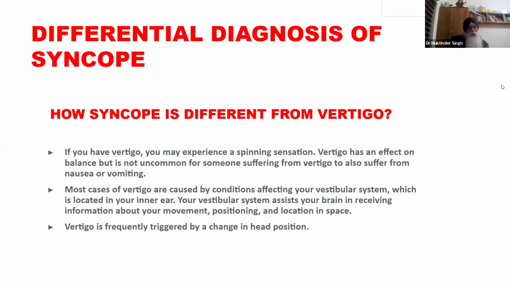Vertigo is frequently triggered by change in head position, not body position, whereas situational or postural syncope is caused by change in body position. Vertigo is a common symptom of cervical spondylitis also. When you move your head and it is spinning, then it is vertigo. But when you are rising from bed, your head is going against gravity and you lose consciousness and feel nauseated, that is syncope.